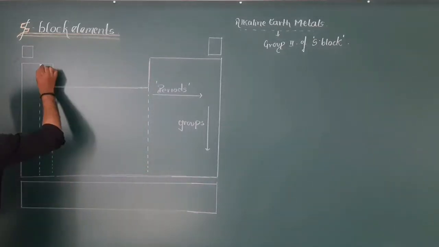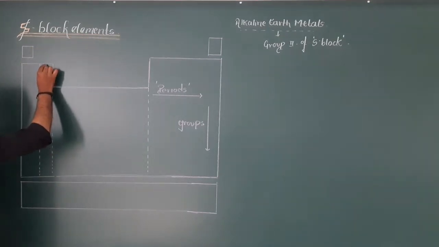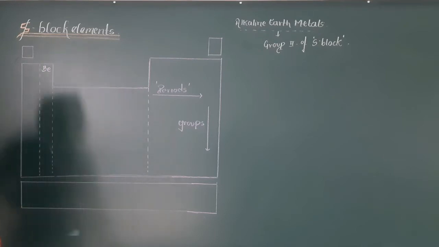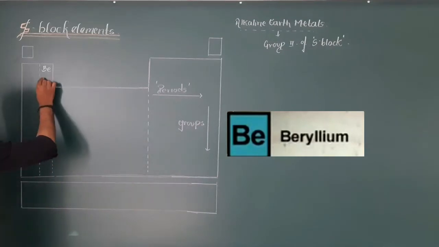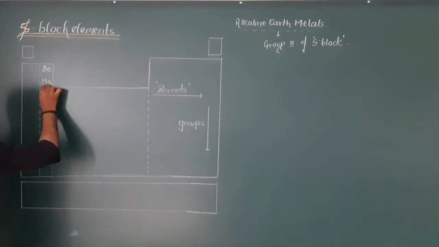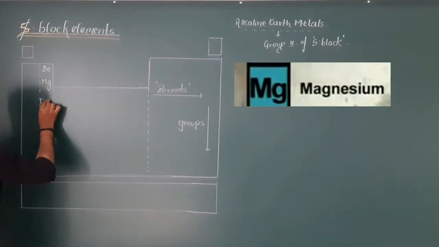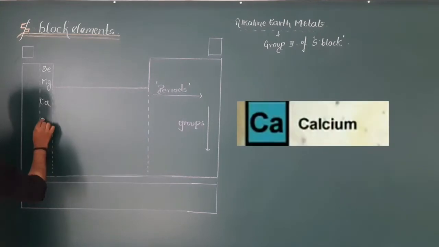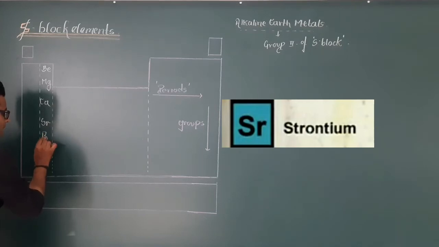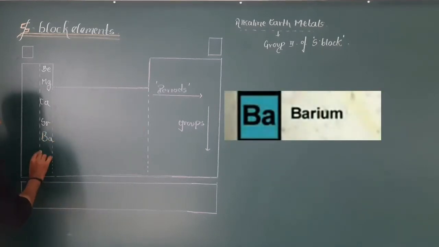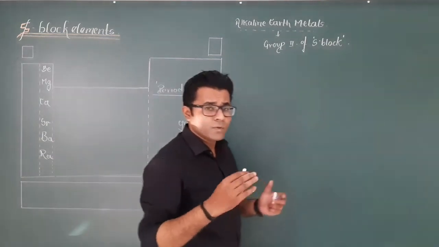This particular set of elements starts with beryllium. Be refers to beryllium. The next one is magnesium, followed by calcium, strontium, barium, and finally radium. Okay, these are the particular elements that we have.